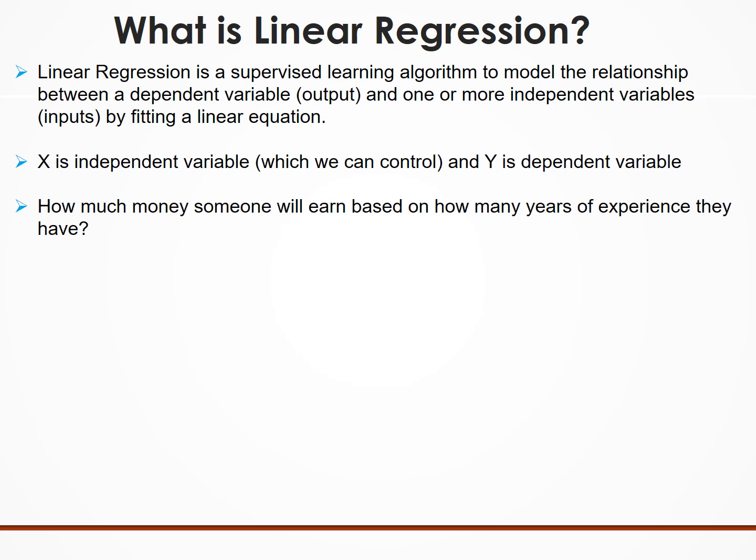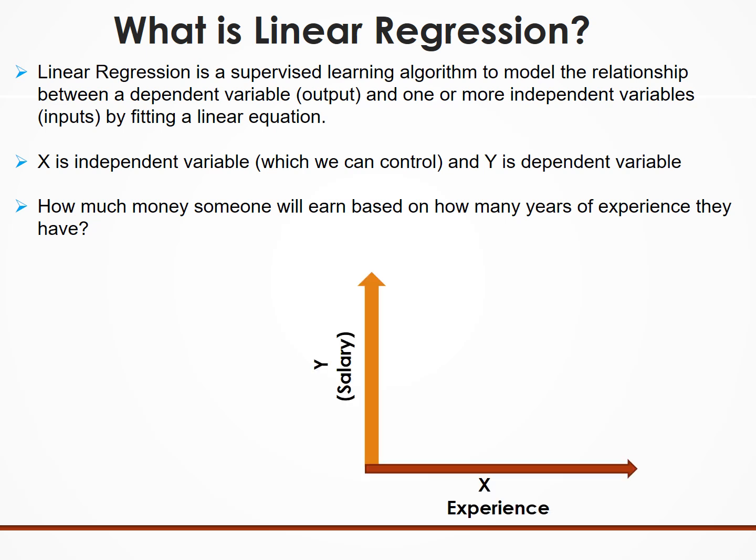In simple terms, linear regression helps us find a relationship between two variables. Let's call them x and y. Imagine you are trying to predict something like how much money someone will earn based on how many years of experience they have. You have a bunch of data points for different people and you want to find a pattern. That's where linear regression comes in.